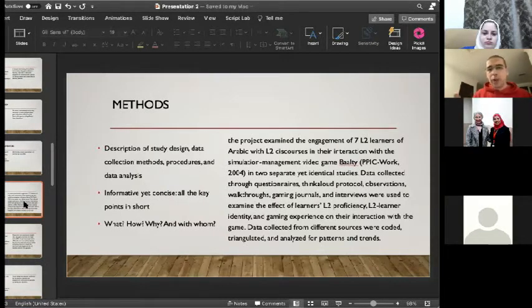So here I describe what the project looked at, and the data collection methods, so questionnaires, think aloud protocol, walkthroughs, gaming journals, and I explained how the data was triangulated, coded, and analyzed. But again, I covered all of these, but very briefly.